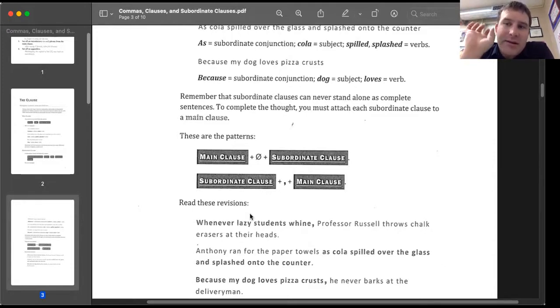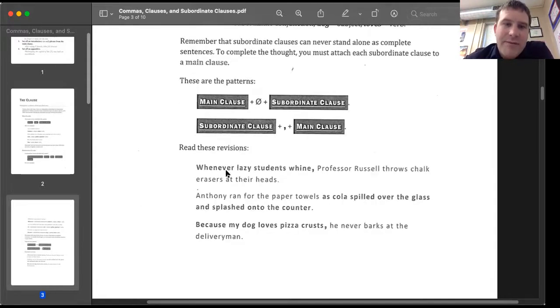So if the subordinate clause appears at the beginning, then you need to have a comma after it. Here are some examples. Whenever lazy students whine, comma, Professor Russell throws chalk erasers at their heads. Anthony ran for the paper towels as the cola spilled over the glass and splashed onto the counter. This one, the subordinate clause appeared at the beginning, so you had to have a comma at the end of it. This one, it appears in the middle, so you do not have to have a comma.